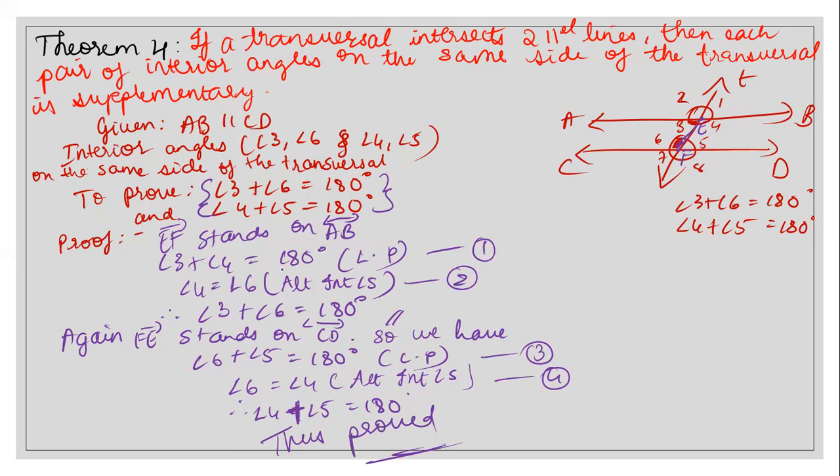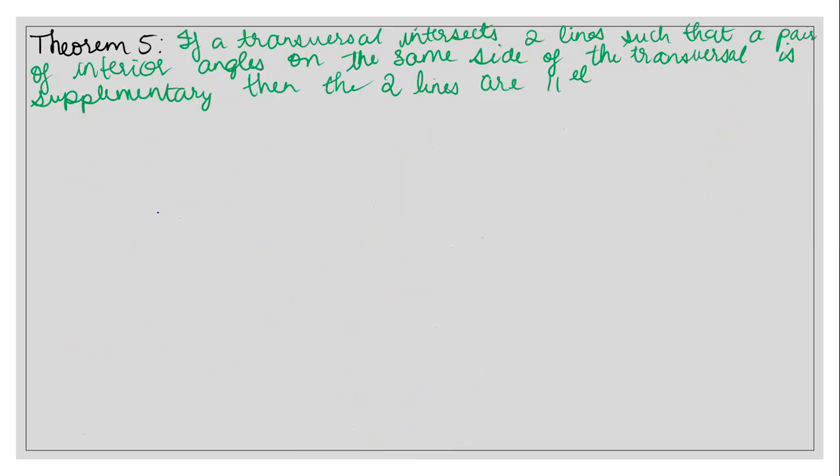Yeah, right. We had to prove angle 4 plus angle 5 is equal to 180 degrees and angle 3 plus angle 6 is equal to 180 degrees. That's what we have done. Finished proving. So I hope it was clear to you how we proved it. So now we finished theorem 4. Let's move on to theorem 5.